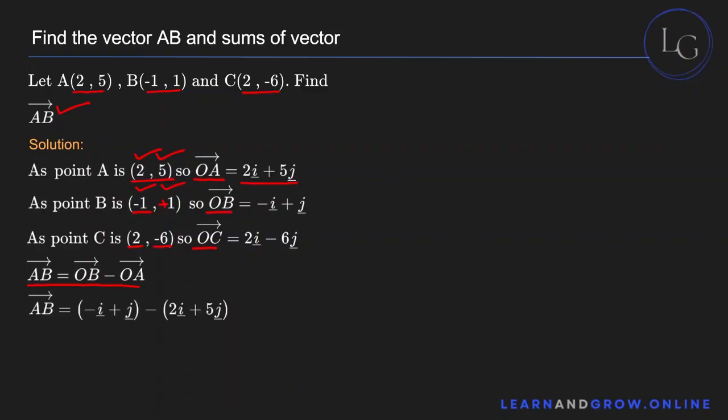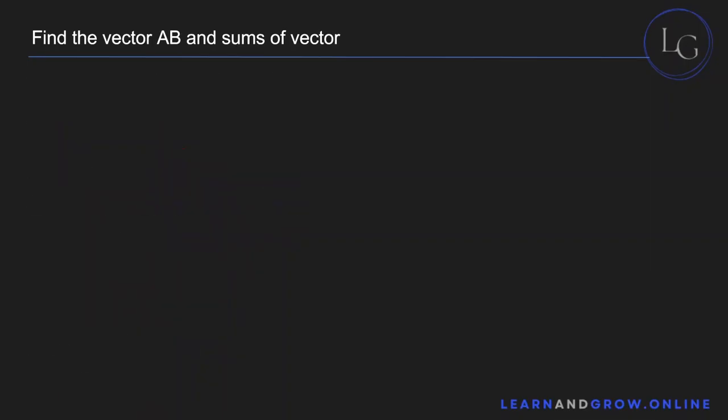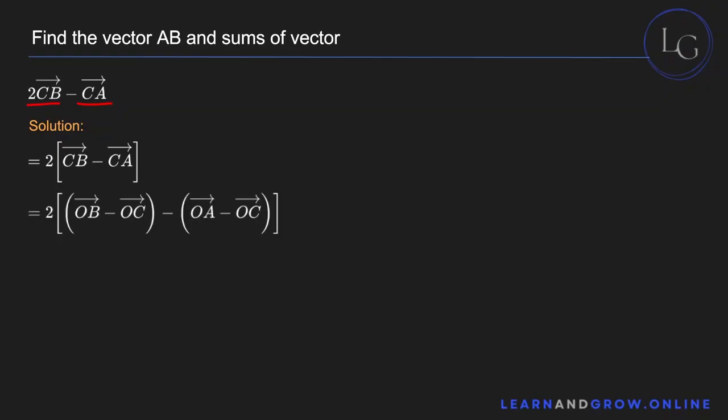Now, AB is equal to -i plus j minus (2i plus 5j). You must remember that the i components are added separately and the j components are added separately, or in this case, subtracted. So this is what you get: -3i minus 4j. That's AB. Now, it says that we have to find 2CB minus CA. So here's what we'll do.